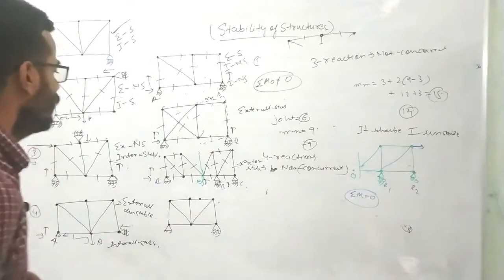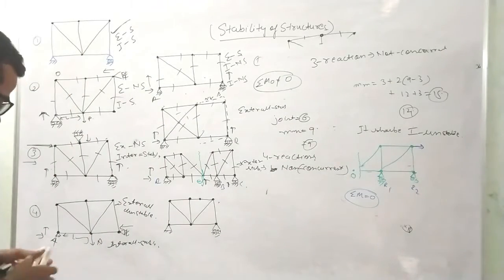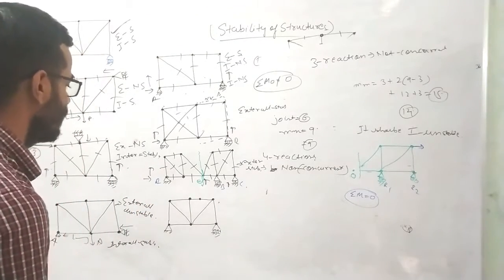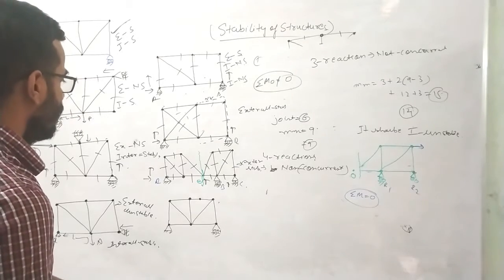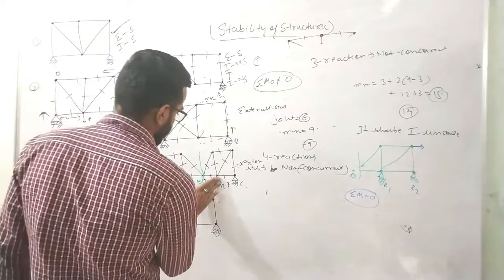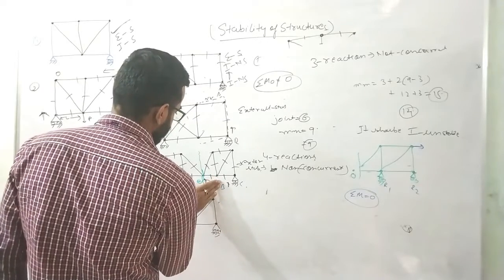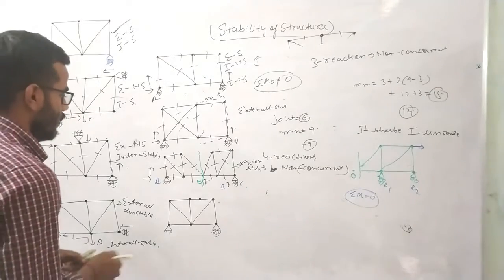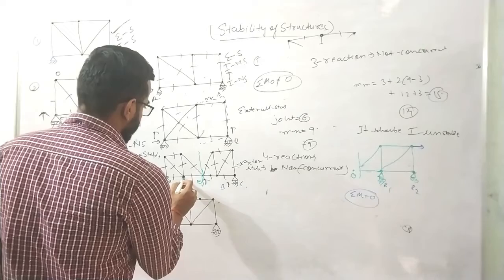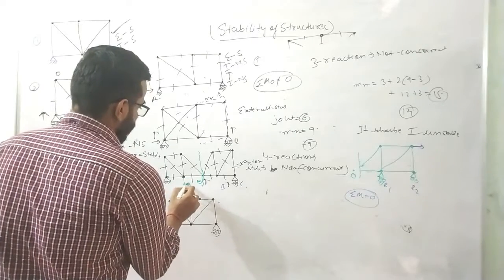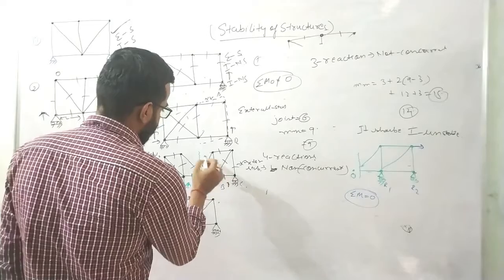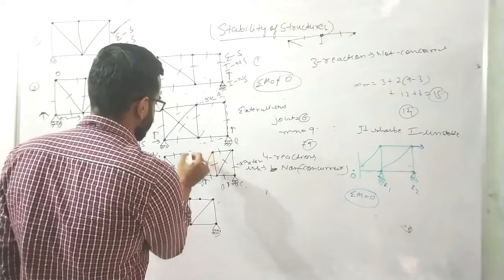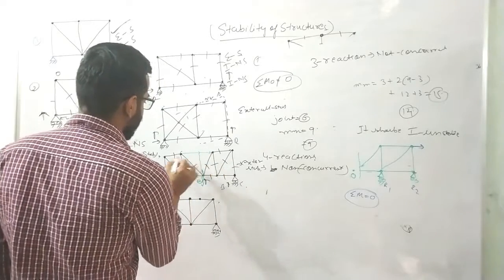So I can say that this system is internally stable. How can I say that? If I remove this support, will this system be stable or not? This system won't be stable, because if I apply a load over here, there is a chance that this portion will bend about this point. There will be rotation about this point because here we don't have any member.